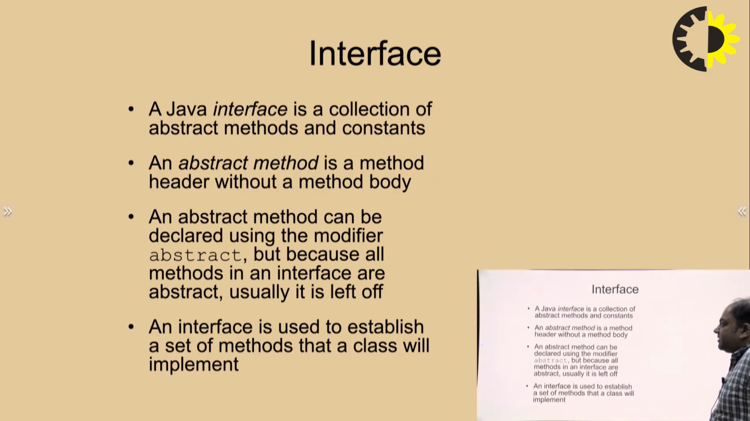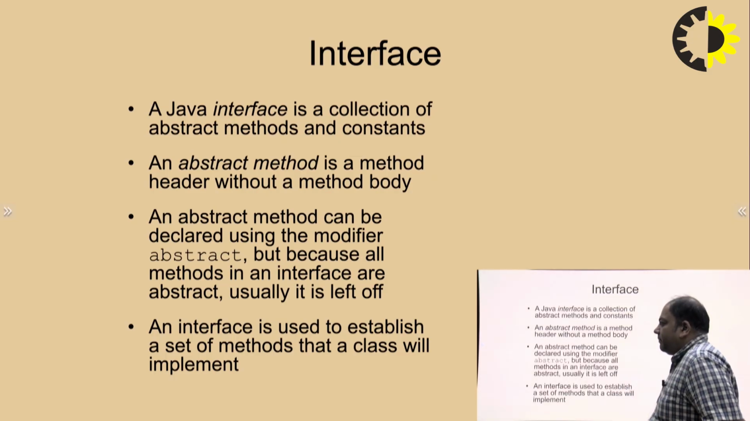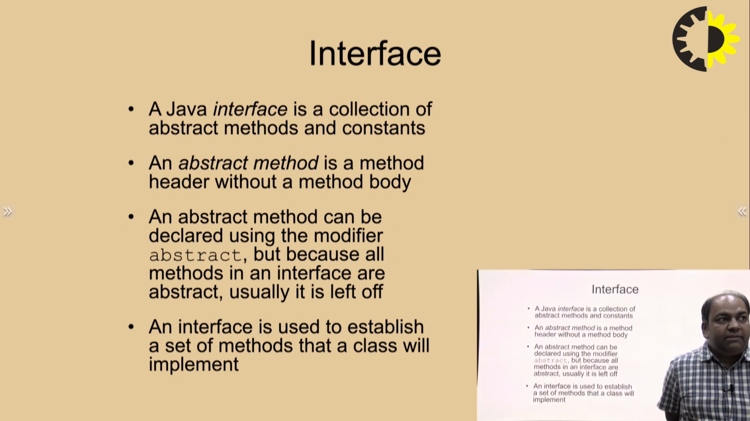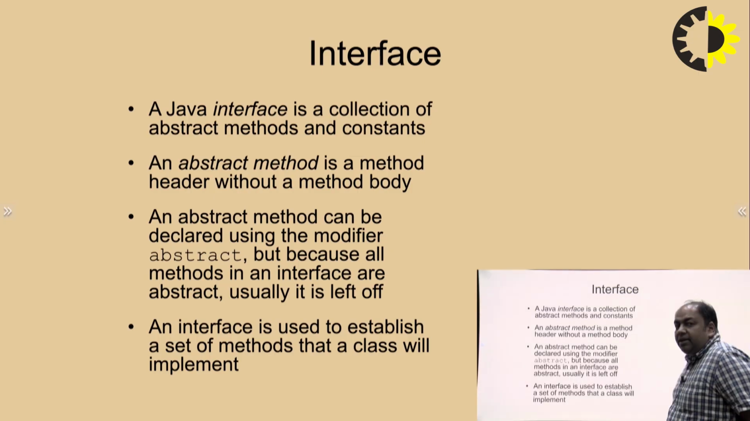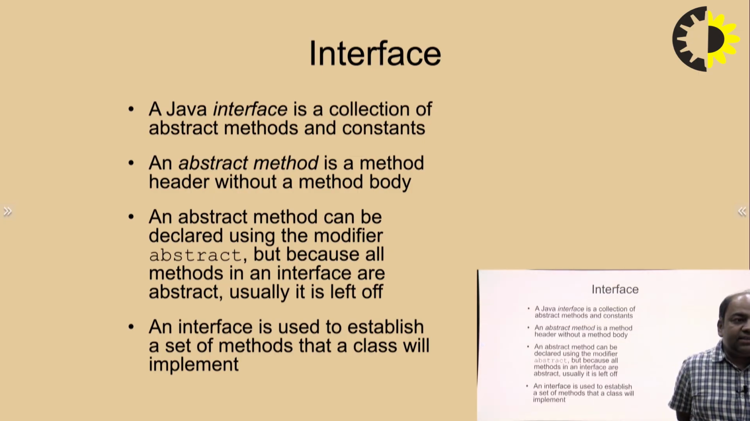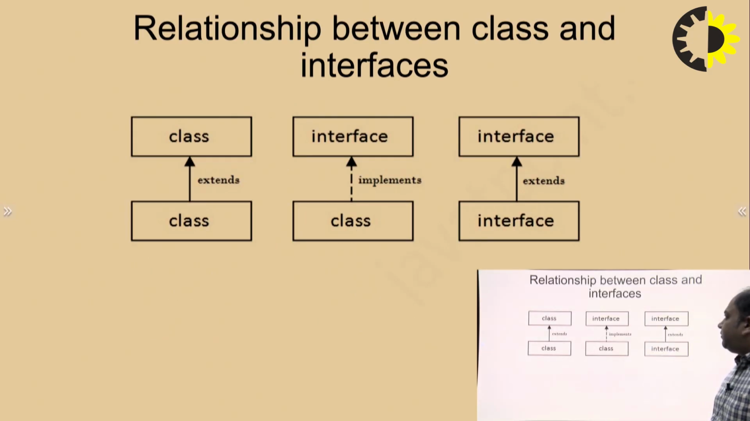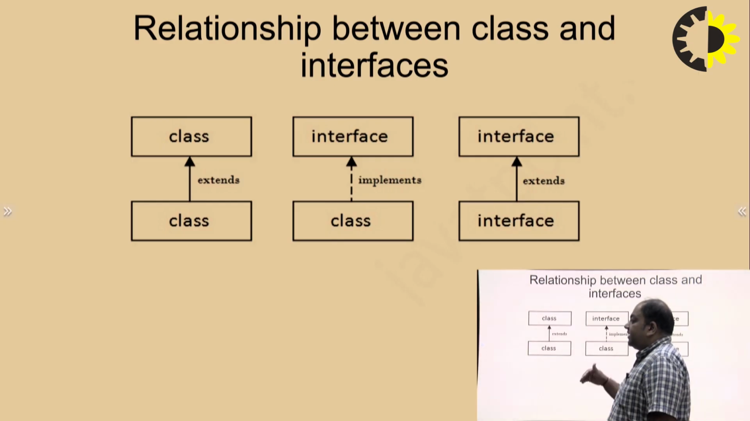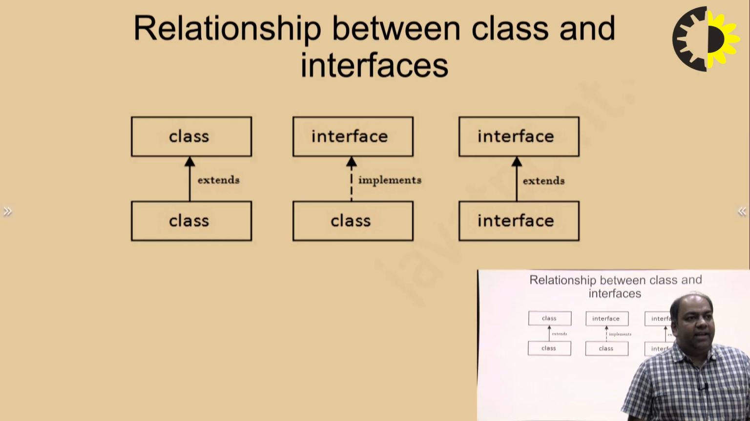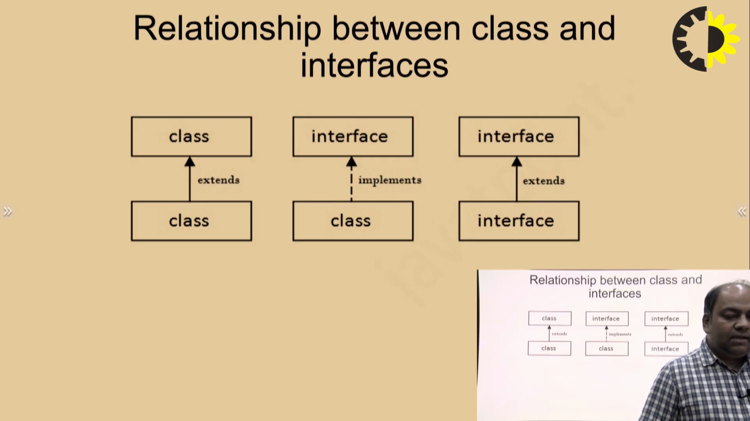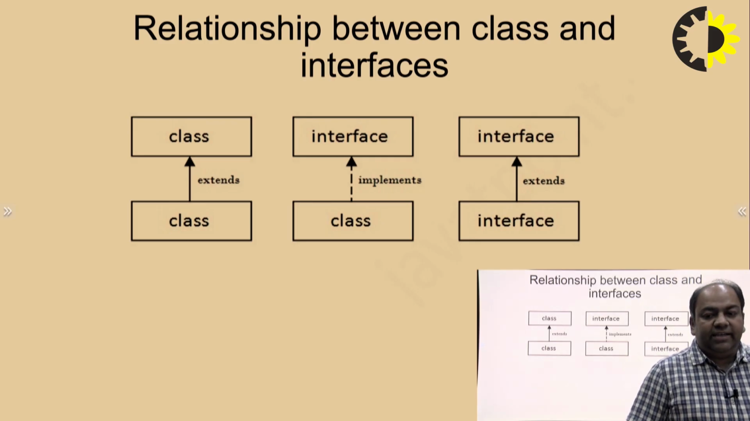An abstract method is a method header without the method body. An abstract method can be declared using the modifier abstract. An interface is established to define a set of methods that the class will implement. I will show the relationship between these two and also an example. Like a class extends another class, what we have seen in inheritance: class A extends class B.